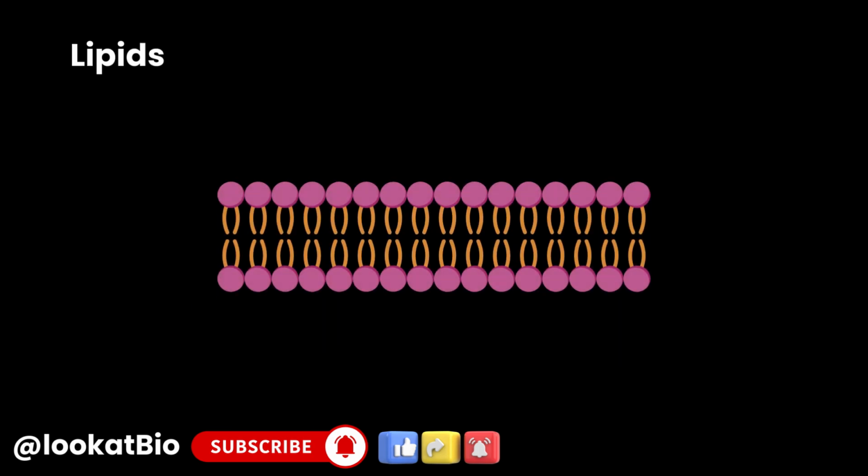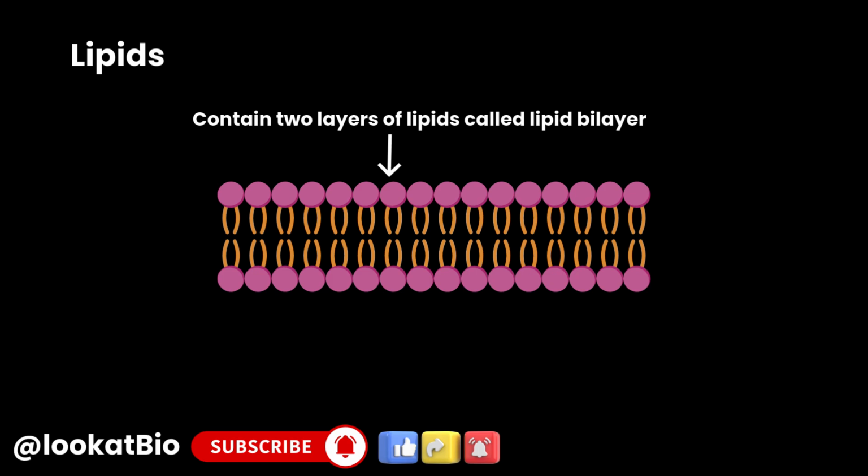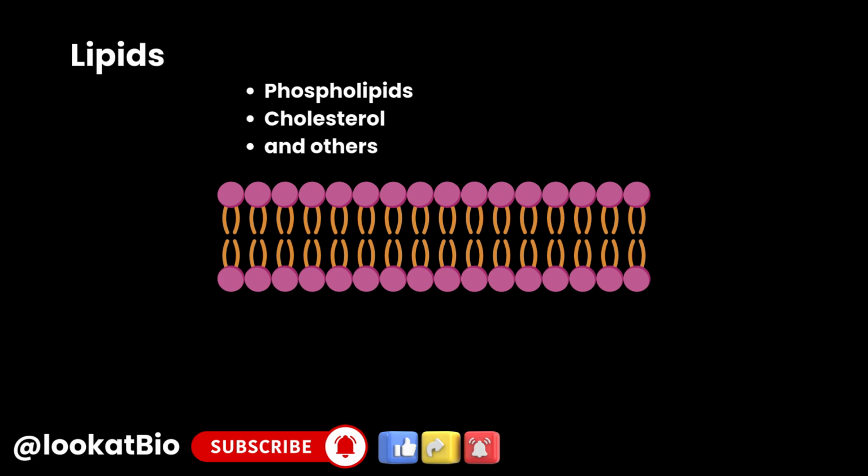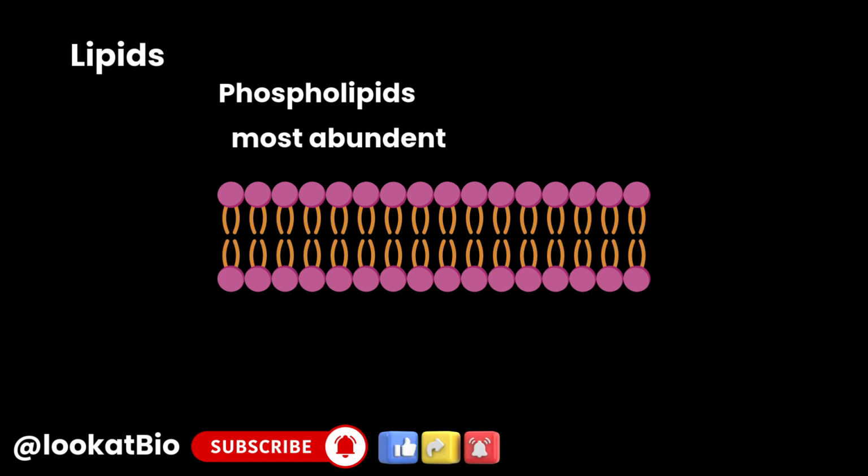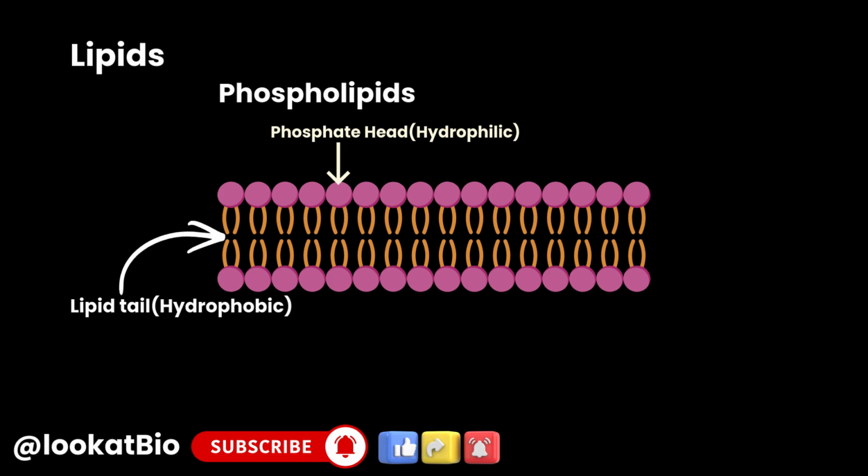Lipids are arranged in two layers called the lipid bilayer. It mainly has two types of lipids, including phospholipids and cholesterol. Along with these, there are other types of lipids as well. Phospholipids are the most abundant among them. Phospholipids have a hydrophilic phosphate head and lipid tails, which are hydrophobic, meaning they stay away from water.